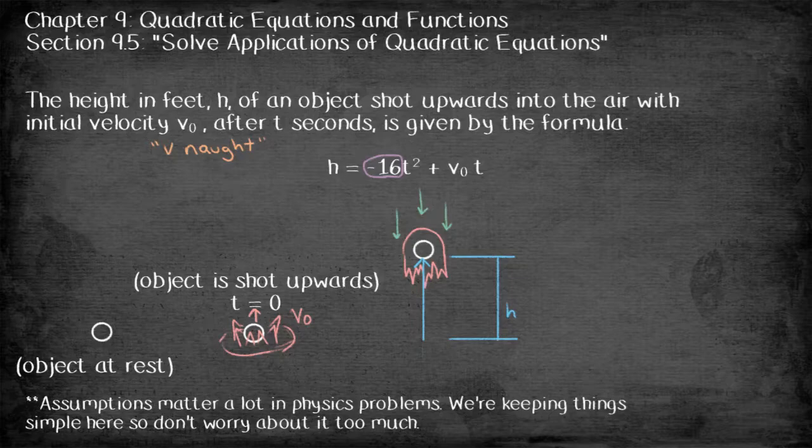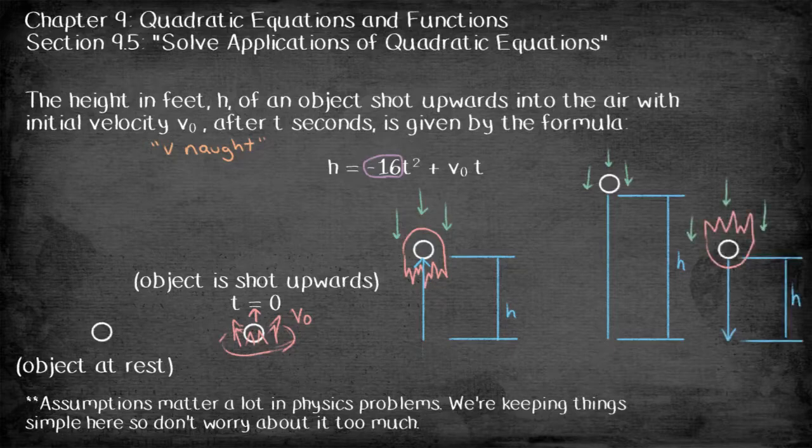So right here is the instant at which the object starts moving. And then you have the object traveling straight upwards. Those green arrows there represent the force of gravity acting on the object, which is slowing it down until eventually the object stops mid-air for an instant and begins to go back down. This is a very, very common sense kind of occurrence.